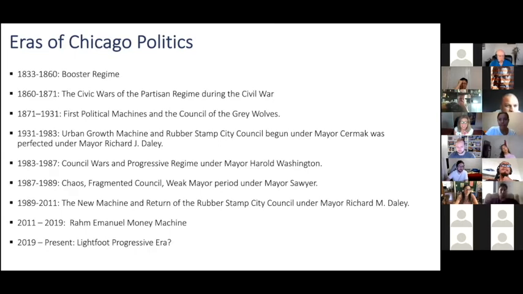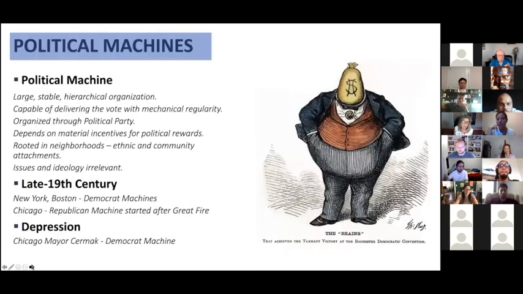Then we start to see the Rahm Emanuel machine, which we refer to in the book as the money machine. Importantly, Rahm Emanuel had an even stronger rubber stamp council than Richard J. Daley did. And now it seems as if we're heading into another progressive era. So while some progressives in Chicago have certainly taken issue with Mayor Lori Lightfoot, we are entering into a more progressive era of Chicago politics. And I'll talk about some of the nitty-gritty stuff with this.